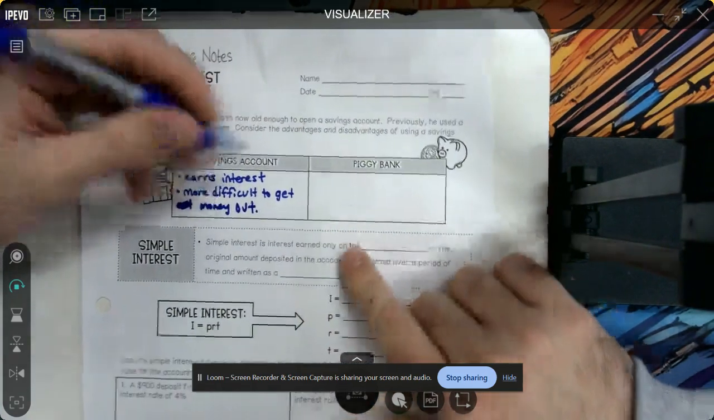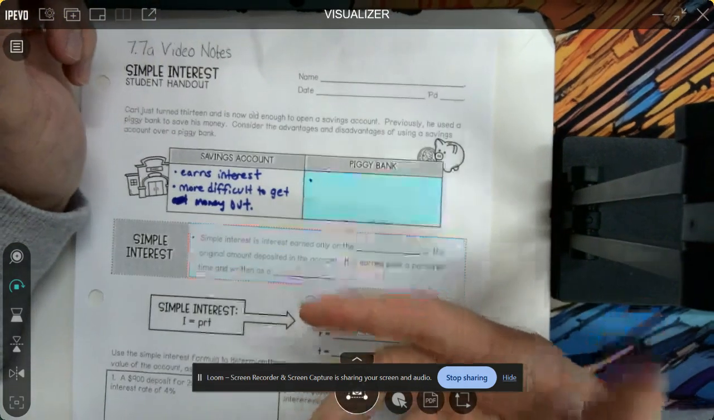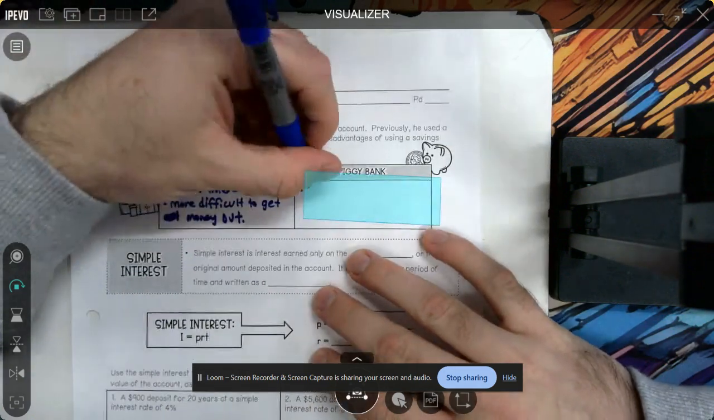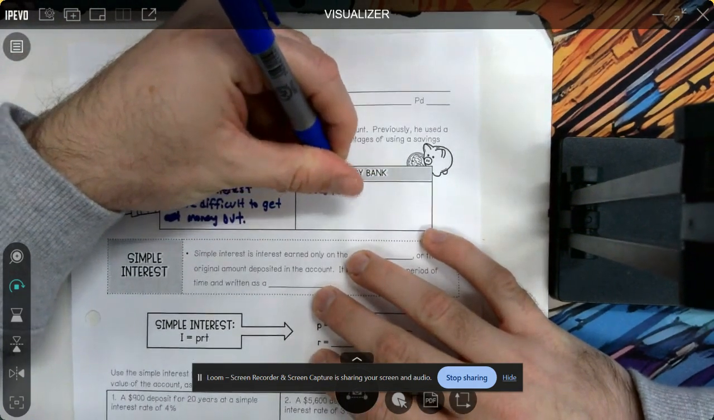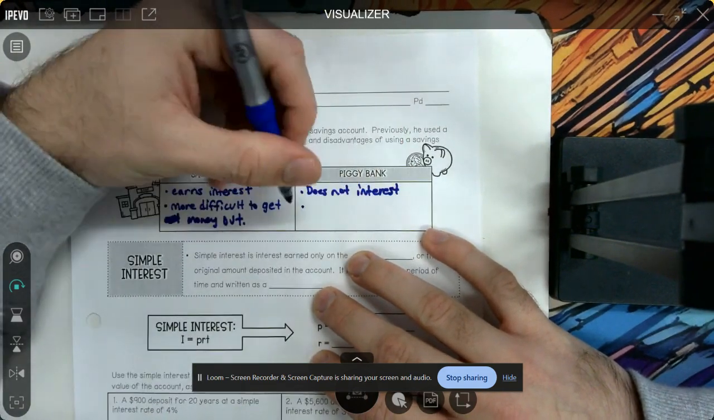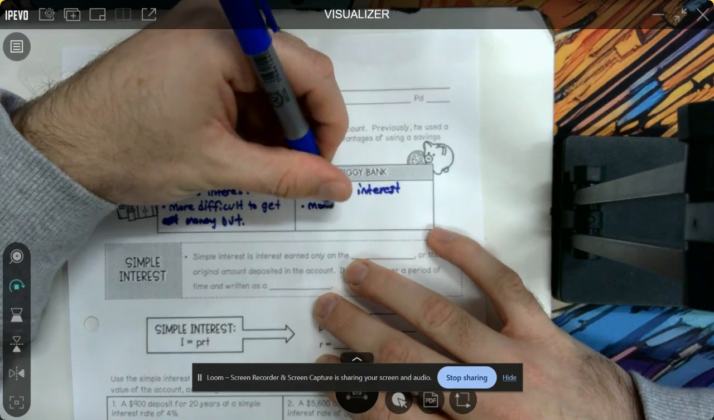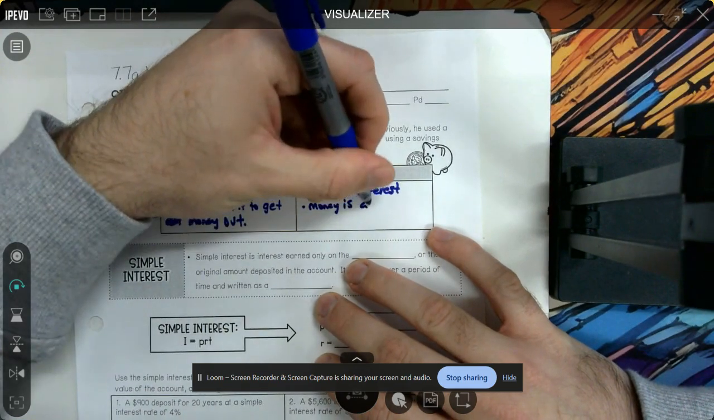What about a piggy bank? Piggy bank, do you earn extra money for free basically while it's sitting in a piggy bank? No. So your money in a piggy bank does not earn interest. And what about the advantages? It's always with you, right? So it's easy to get out.